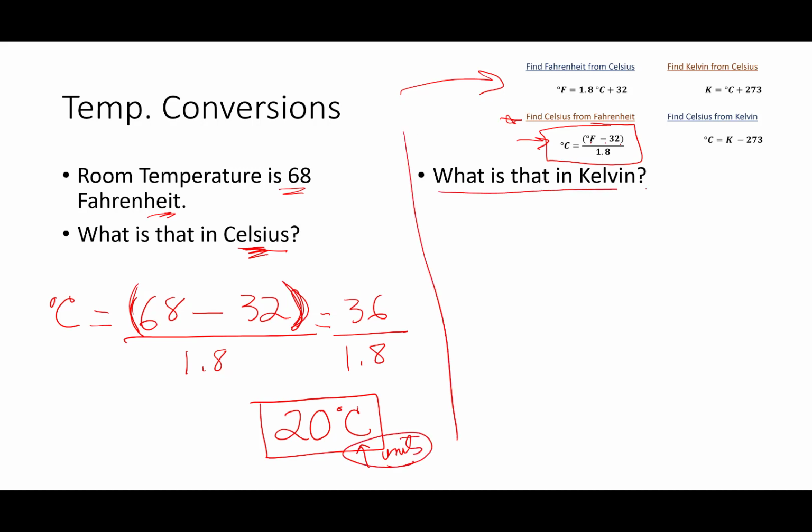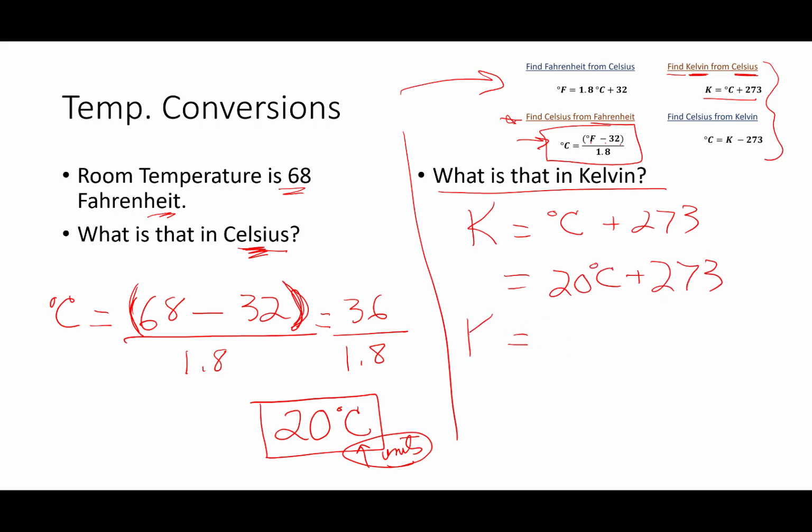Okay, the second part of this is what is that in Kelvin? So we go to the other side, find Kelvin from Celsius. None of these show us how to go to Kelvin from Fahrenheit, so we're only going to find Kelvin from Celsius degrees. And it says right here, Kelvin is going to be equal to degrees Celsius plus 273. So 20 degrees Celsius plus 273. If you need a calculator, take it. If not, you can do this in your head. 273 plus 20 is 293, and that's Kelvin, so we label it with a capital K. So how'd that go? Not too bad?